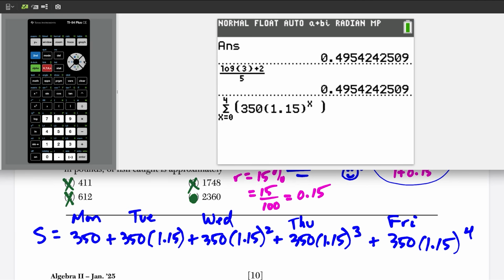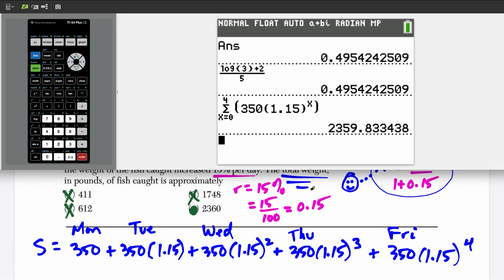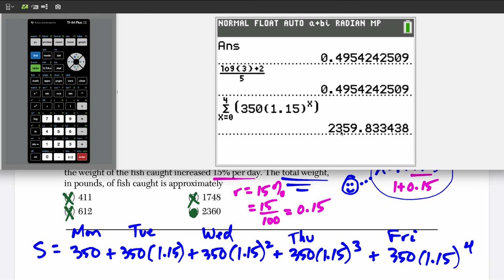Now a quick mental check that what I have here is good. I'm starting at x equals 0. 1.15 to the 0 power is equal to 1, times 350 gives me my first term. And my last term is 350 times 1.15 to the 4th. Now I press enter, and notice that this gives us 2359.833, which is approximately 2360. So choice 4 is definitely correct.